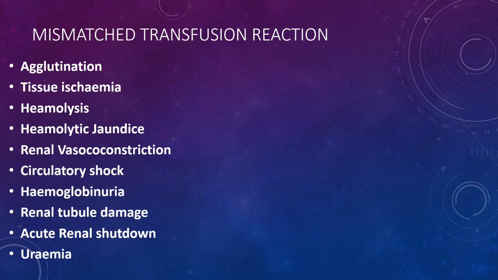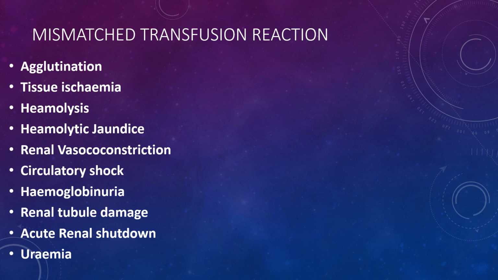Mismatched transfusion reactions happen. There are different manifestations of mismatched blood transfusion. One is agglutination of donor red cells in the recipient circulation. Tissue ischemia occurs due to the blockage of certain vessels by agglutinated cells. Hemolysis of agglutinated red cells occurs rapidly, releasing a large amount of hemoglobin in the circulation. Then hemolytic jaundice: the more RBCs and hemoglobin are destroyed, the more bilirubin is produced, and that produces hemolytic jaundice.